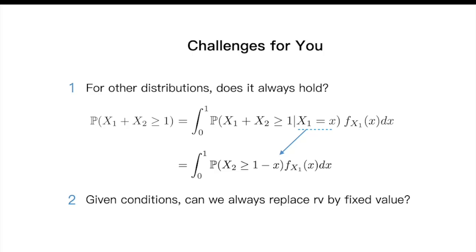Before I end, I'm very willing to give you the answer. For the first question, the answer is yes. For other distributions, no matter whether discrete or continuous, you can always do something like this. But for the second question, the answer is it's not necessarily true. Under some conditions or in some cases, we cannot replace the random variable by a fixed value. There are some counterexamples. You can think of it. I think one of them can be constructed by the normal distribution. So it's really interesting, right?